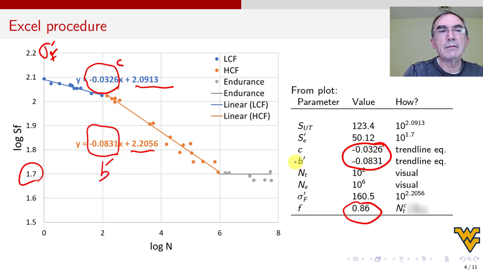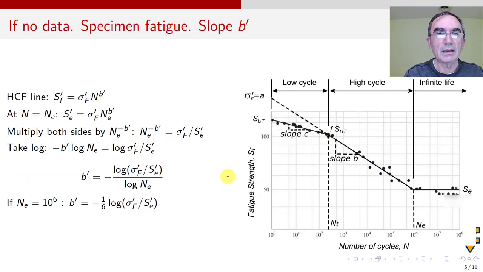And is the B prime right? It must be right because it's also negative and it's larger. This is 0.3 and this is 0.8. Yeah, it's going faster. So, okay, I'm satisfied. So we can keep on going.